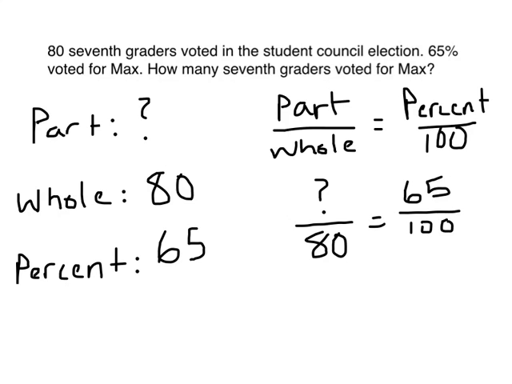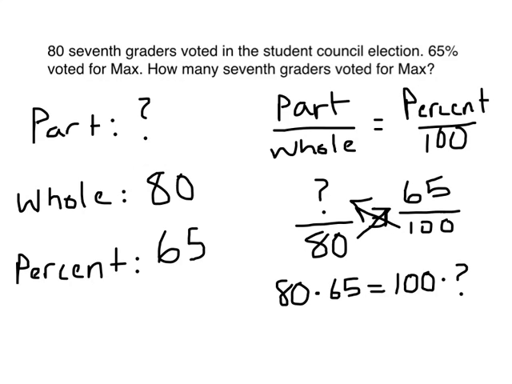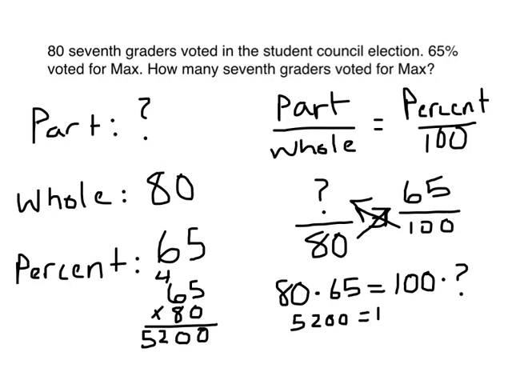The easiest way to solve this is to cross multiply. So I can do 80 times 65 and 100 times question mark and set them equal to one another. So I can say 80 times 65 equals 100 times the part. What's 80 times 65? 80 times 65 is 5,200, and that would equal 100 times the part.